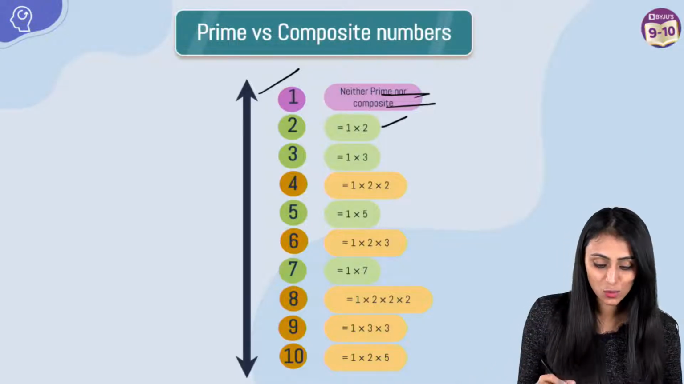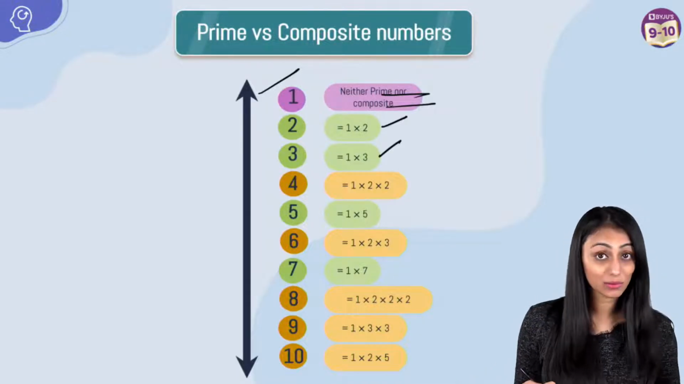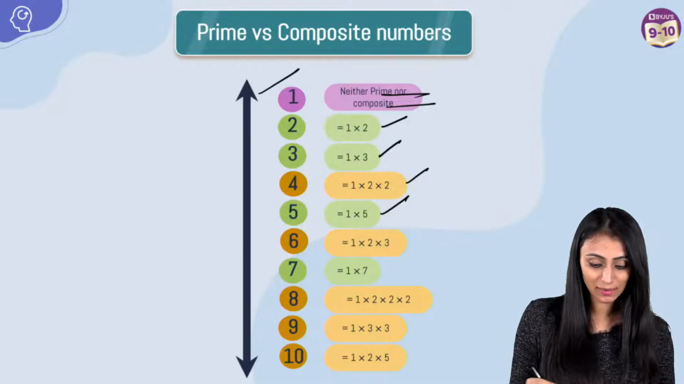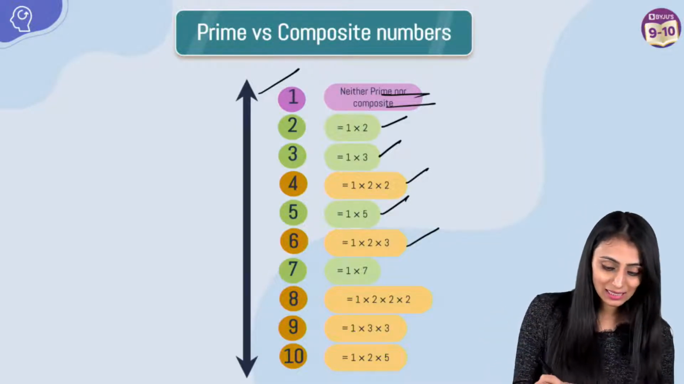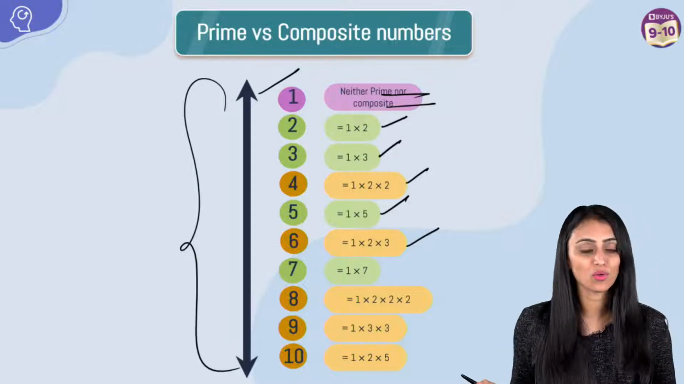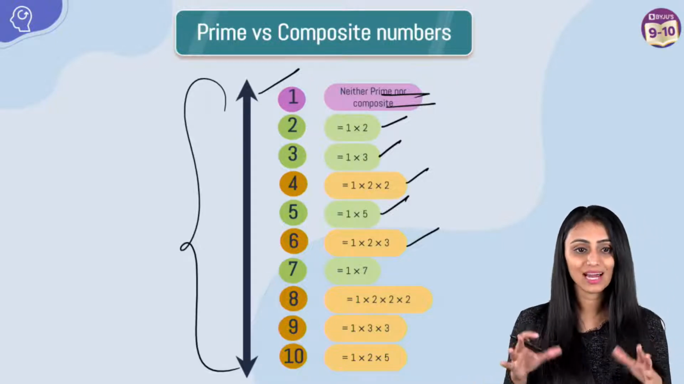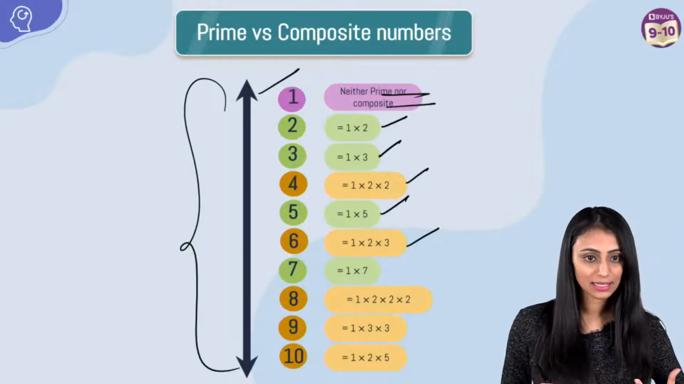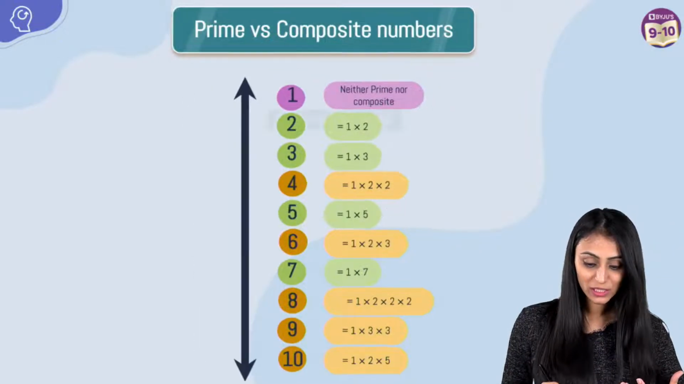So 2 could be written as 1 times 2, 3 could be written as 1 times 3, 4 could be written as 1 times 2 times 2, 5 could be written as 1 times 5, 6 could be written... Can you see how we have split all these numbers over here? So what we are trying to show here is that we have split all these numbers.